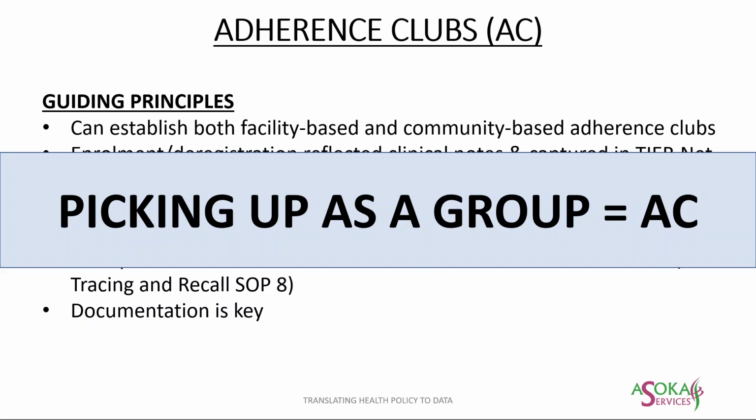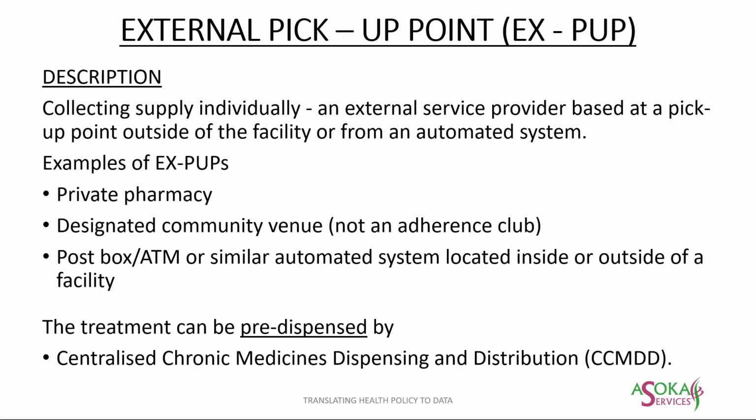But if we are not picking up and meeting as a group, then it is not an adherence club. The external pickup point is a place where people go and collect outside the facility. It can be from an automated system or a building, but it's outside the facility. The external pickup point can be a pharmacy, a designated community venue, or a post box or any of the automated systems.